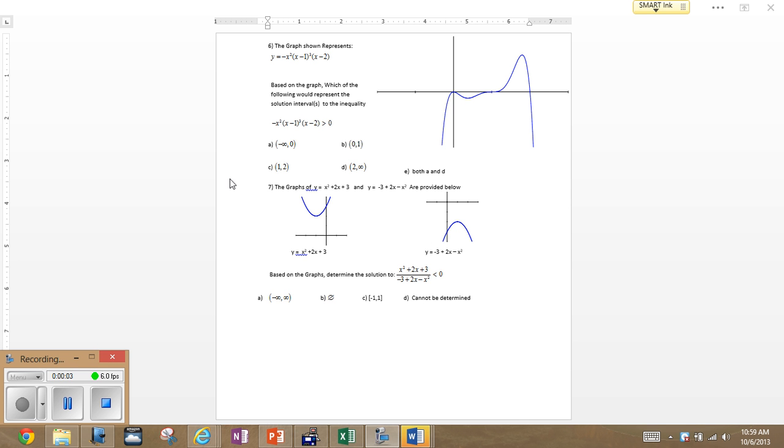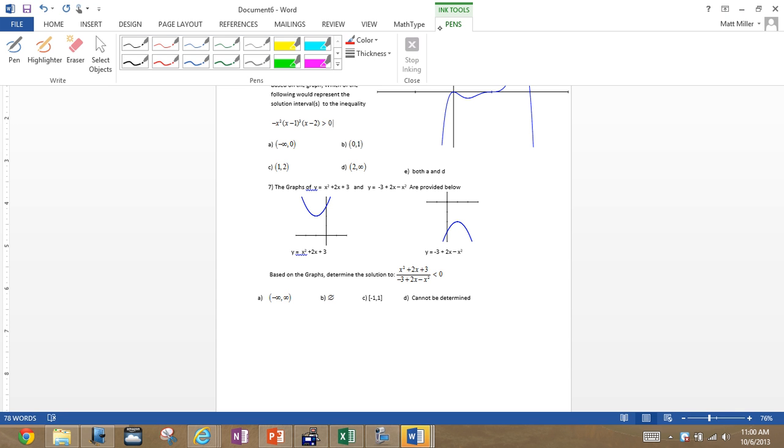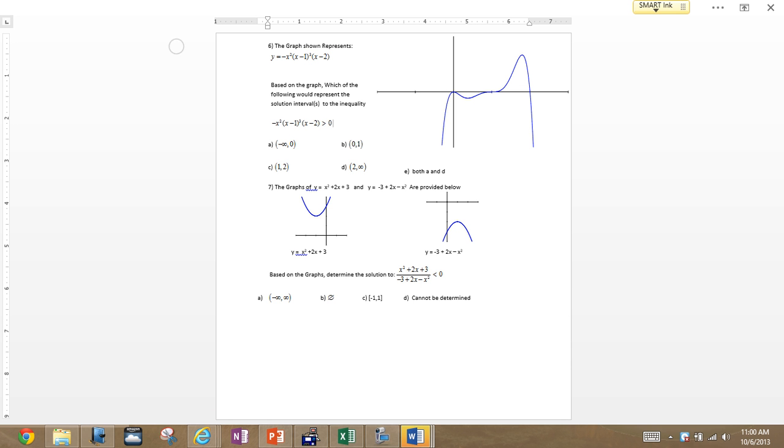Once again, we're going to look at some problems incorporating evaluating polynomial inequalities, and based on the graph. In this problem, what we're asking is, based on this expression and based on the graph, y is equal to negative x squared times x minus 1 quantity cubed and x minus 2. And this being the graph of that.